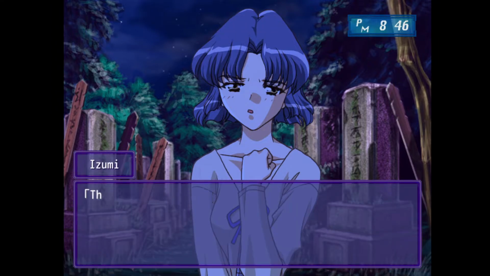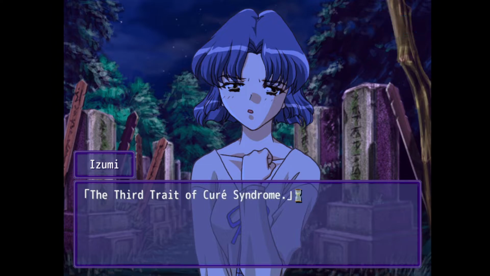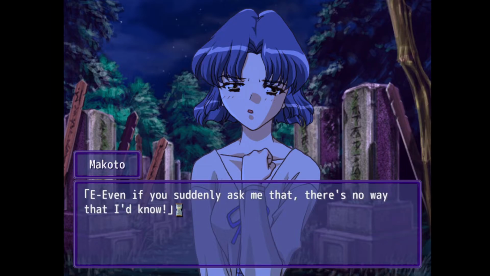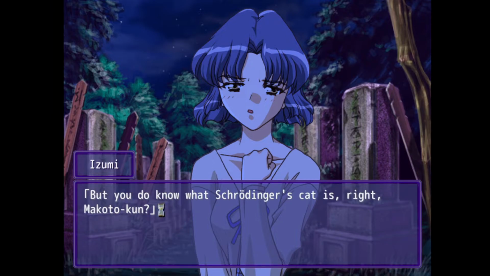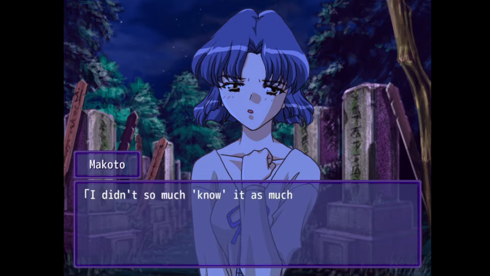Her voice echoes in the darkness, as if she were declaring the start of a solemn ceremony. Schrodinger's cat. The third trait of Curie syndrome. Makoto-kun, do you know these two are connected? Even if you suddenly ask me that, there's no way that I know. In the first place, I don't know a thing about the third trait. Yes, but you do know that Schrodinger's cat is, right, Makoto-kun? I didn't so much know it as much as I learned about it. I heard about it today from Yuka.